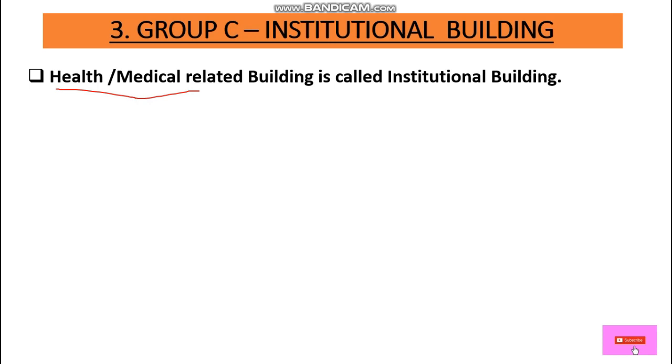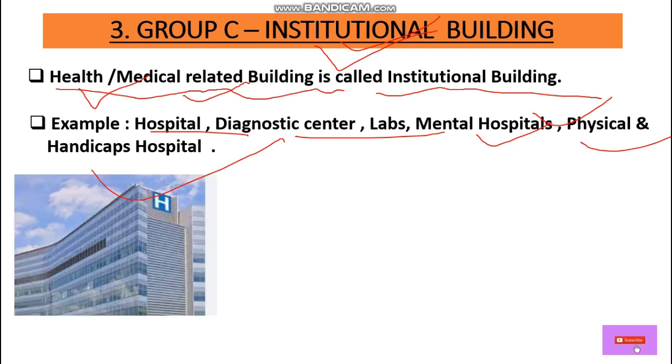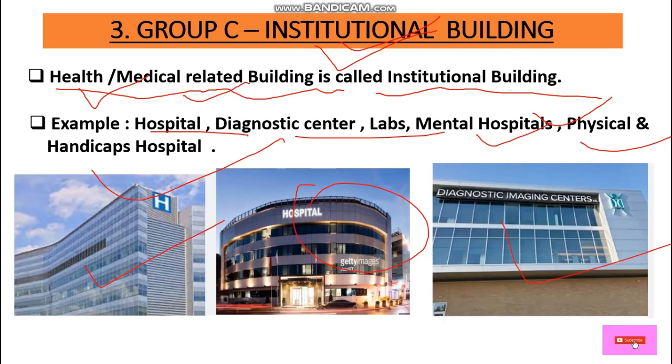So a health and medical related building is called an institutional building. Wherever we have a health and medical related building, we call it an institutional building. Examples: hospital, diagnostic center, lab, mental hospital, physical and handicapped hospitals. These are the hospitals and diagnostic labs. So these buildings are institutional buildings.